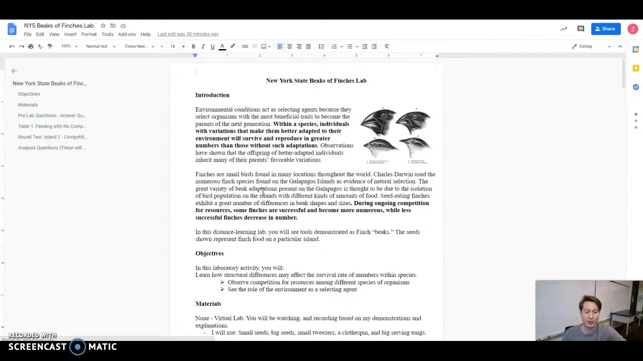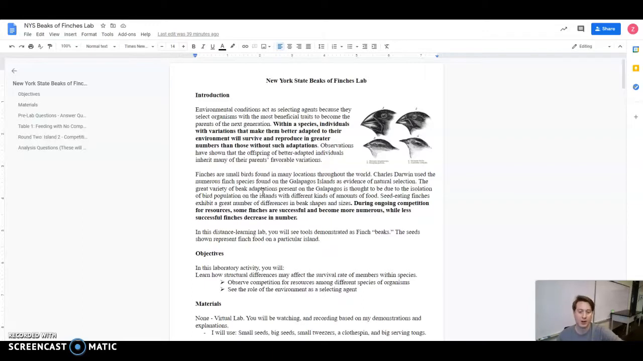Now this is our final New York State required lab to gain Regents credit. So we've learned about the finches, right? And we've learned about environmental conditions acting as selecting agents, right? Natural selection. Because in natural selection, organisms that have the most beneficial traits are most likely to survive, and they're more likely to pass those good survivable traits to their offspring.